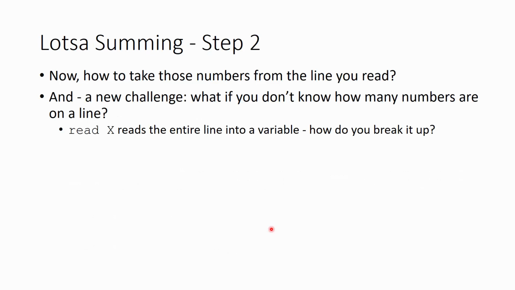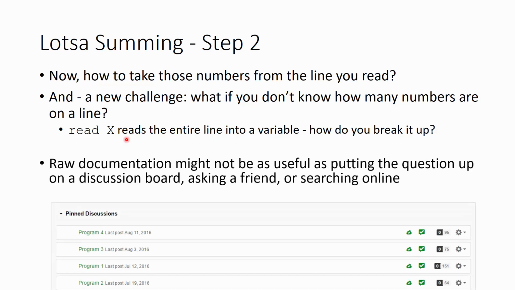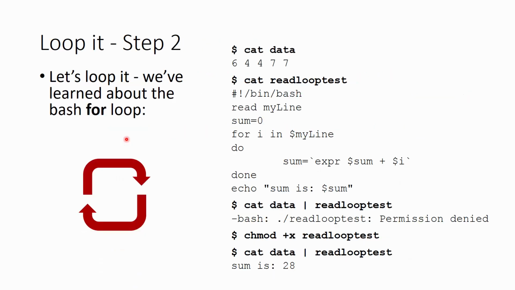So how do we take those numbers from the line that we've read? And as an additional challenge, what if we don't know how many numbers are actually on the line? So we know that read and then some variable name is going to read the entire line into one variable, but how do we break that up? The documentation might not be as useful for this. So putting it up on a discussion board for help, asking your friend, looking online is probably going to be a better case for questions like this.